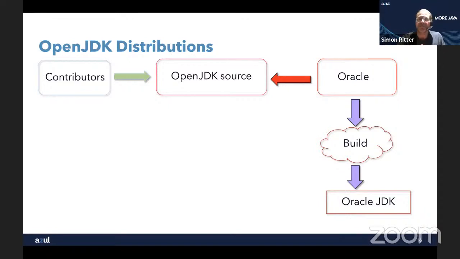OpenJDK source code is provided under the GPL license, GPL v2, with the classpath exception. The classpath exception is there specifically to protect application code from the copyleft, or viral, nature of the GPL license. Because if you were to ship your application with a JDK and we didn't have the classpath exception, then potentially somebody could come along and say, oh, well, JDK uses GPL. That means anything that builds on top of it is then also required to publish under the GPL.